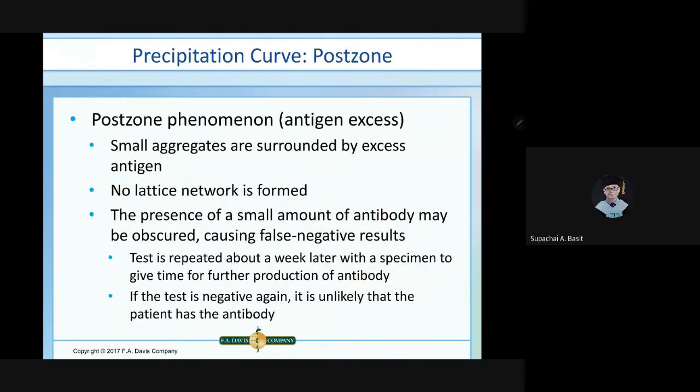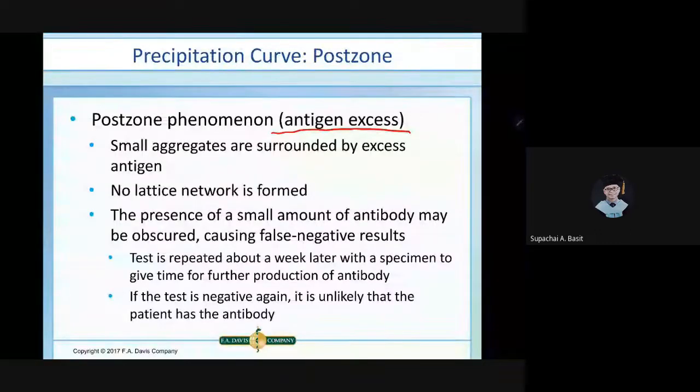Okay, now let's talk about the postzone phenomenon. When we say postzone phenomenon, this time we are talking about the zone of antigen excess. Small aggregates are surrounded by excess antigen, so there is no lattice formation.